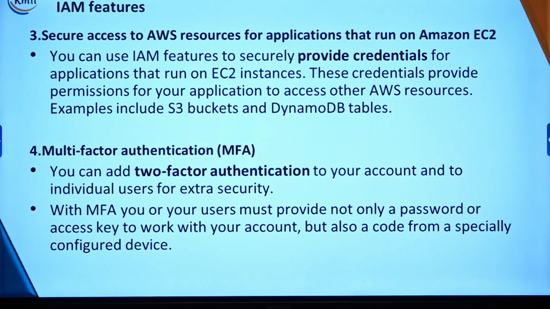The third feature is secure access to AWS resources for applications that run on Amazon EC2. Means we will be running some applications which need to be private, which everybody should not access. So we will create some special users and provide them with credentials so that they can access EC2 using those credentials and see that applications work properly. These credentials provide permissions for the application to access other AWS resources. Examples include S3 buckets and some DynamoDB tables or some specific applications.